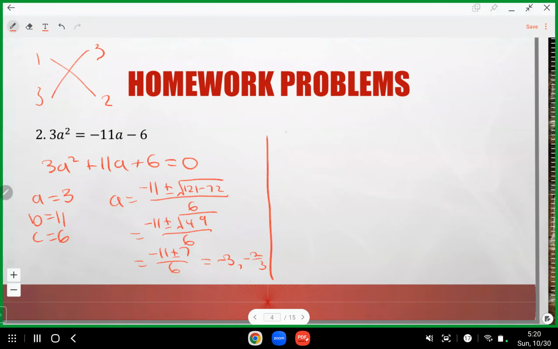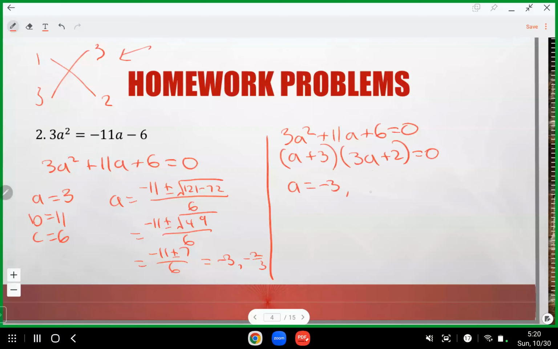All right, so let's look at this, see if it's factorable. Okay, so we can actually see here that it's going to be a plus 3 and then 3a plus 2. Okay, so always at least try, right? So it's going to be equal to negative 3 and negative 2 over 3. All right, so that's factoring.